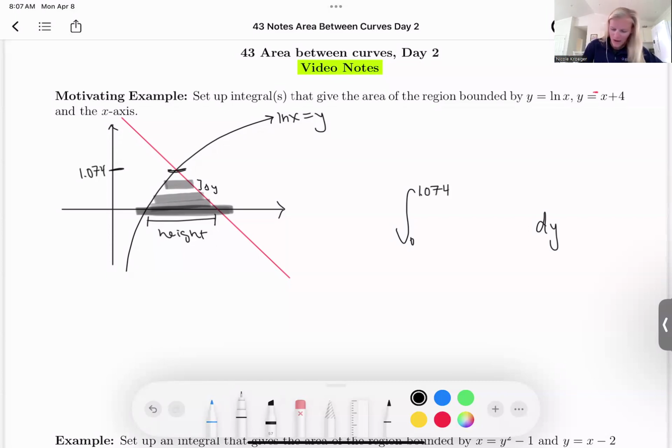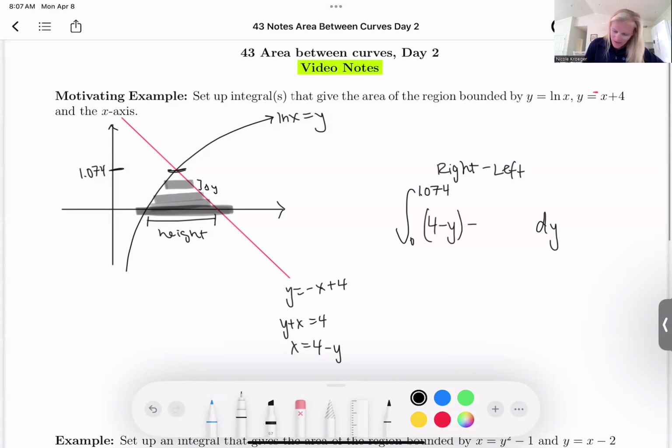When we do things in terms of y, we're going to do right function minus left instead of top minus bottom. So my right function in this case is the negative x plus 4, but we need to rewrite that so it has y's in it instead of x's. So I can add x over and subtract y, so I get x is 4 minus y, so that's my right function. And then my left function is ln of x, but again, I need that as a function of y. So if I solve this for y, I use e on both sides, so I get x is e to the y. So this is my integral that I set up to get that area.